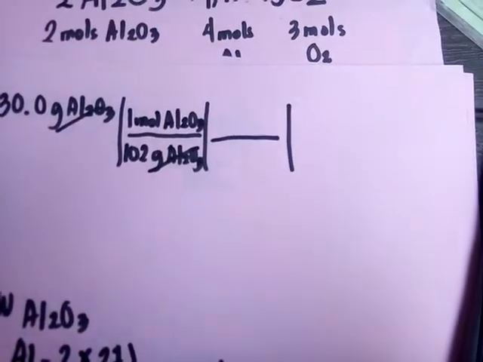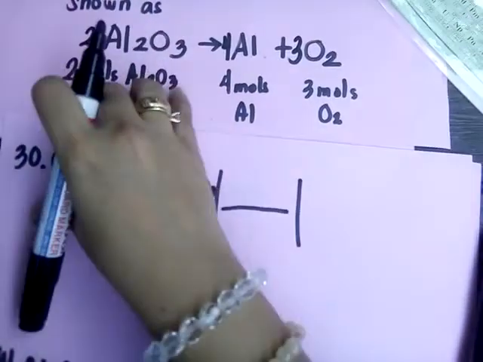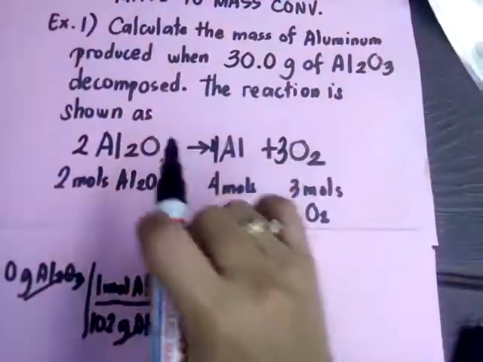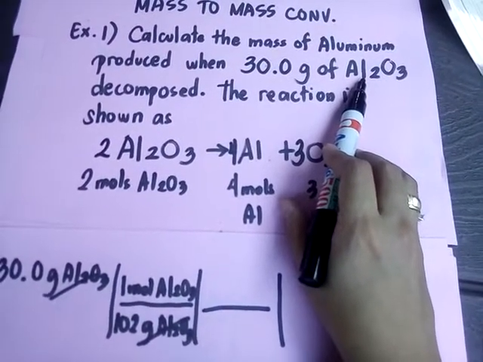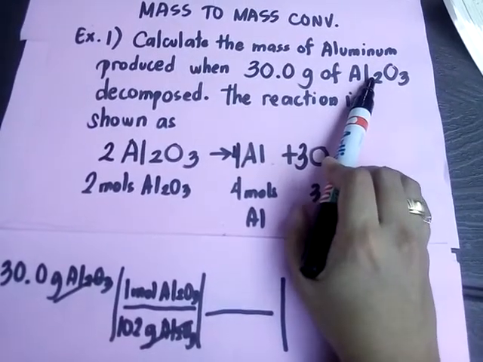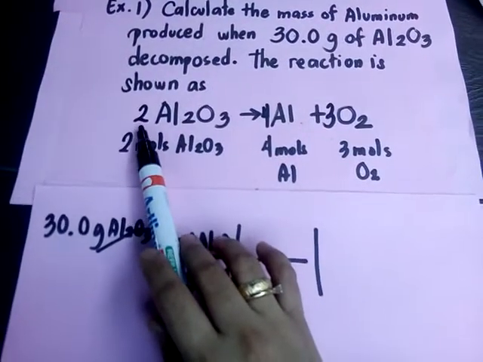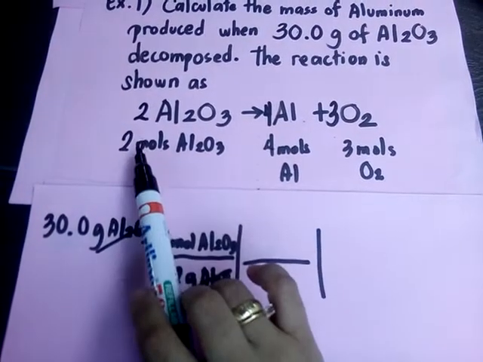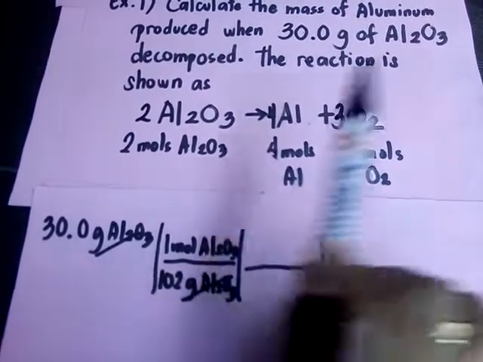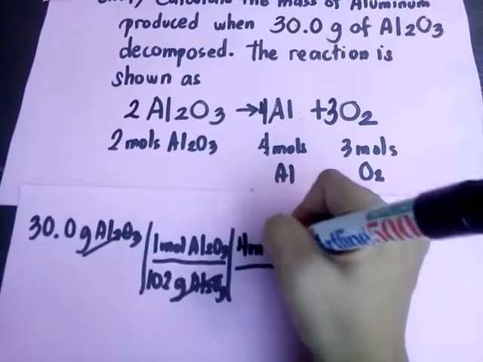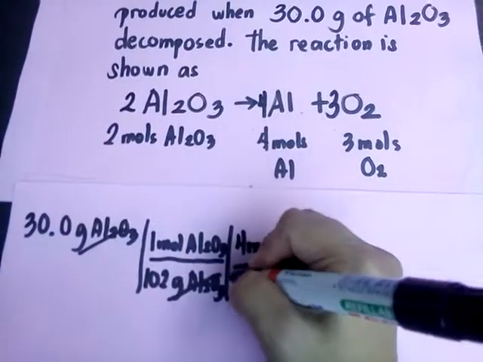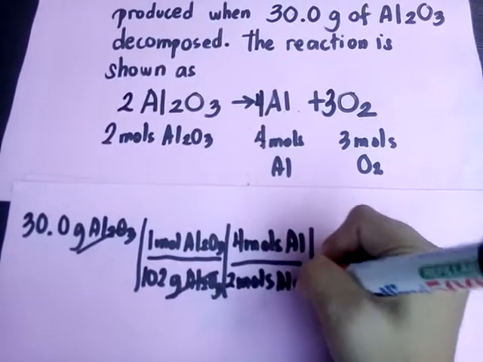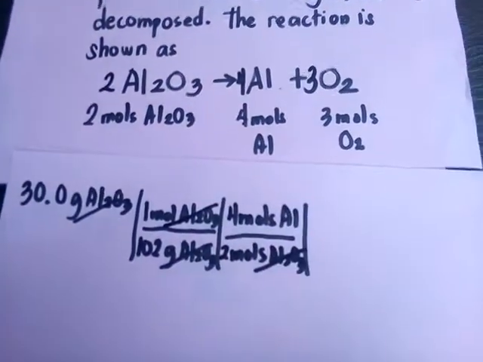So what will be our mole ratio? So let's identify the mole ratio we're going to use. Our required is aluminum. And our given is Al2O3. So meaning you have to get the mole ratio between aluminum and Al2O3. So in this case, the ratio is 2:4. So for every 2 moles of Al2O3, there will be 4 moles of Al. So let's put that. So 4 moles of Al is to 2 moles of Al2O3. Alright, so mole Al2O3 also cancels.